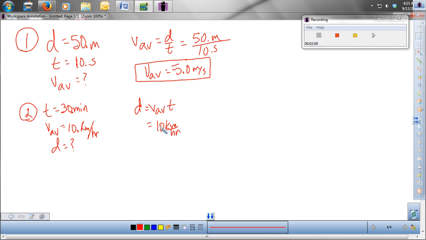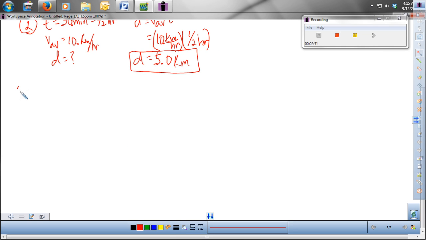But notice that I have an issue here because I don't have an hour, but I know 30 minutes is equal to half an hour. So if I do D is equal to average speed times time, half of 10 is 5. So in my half an hour, I have gone 5 kilometers. I need 2 significant digits. And I need to put a box around my answer.